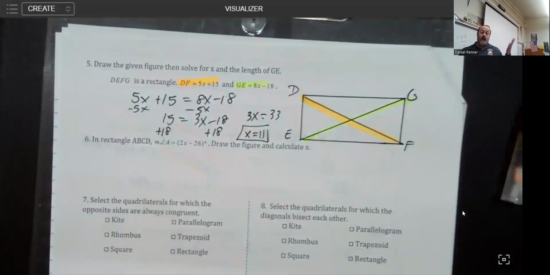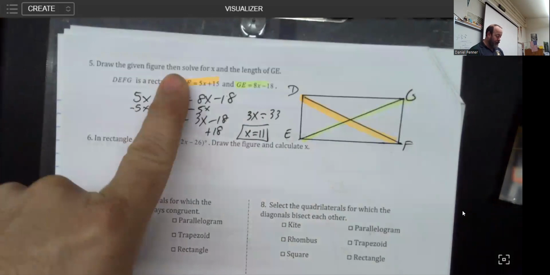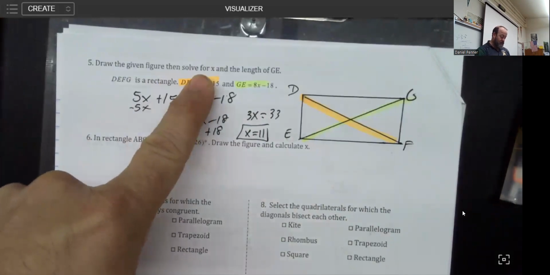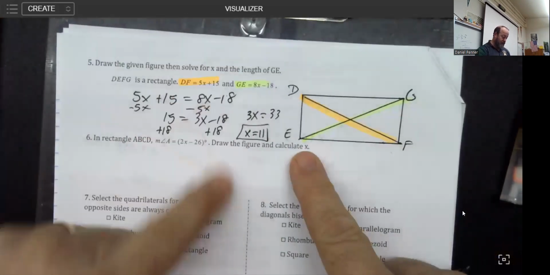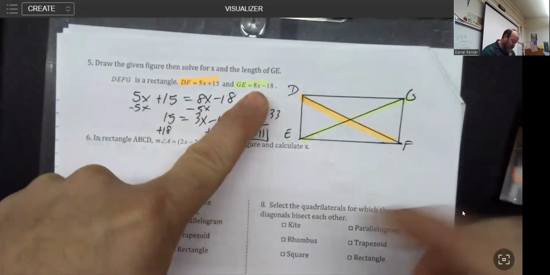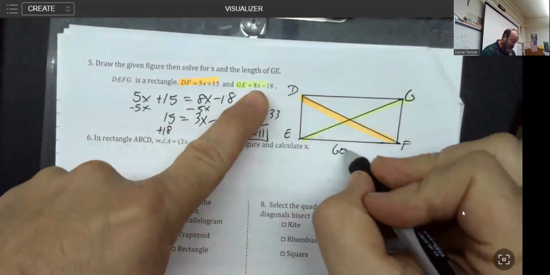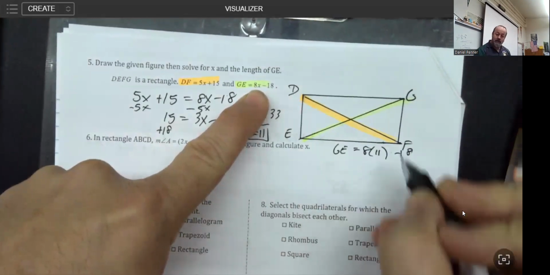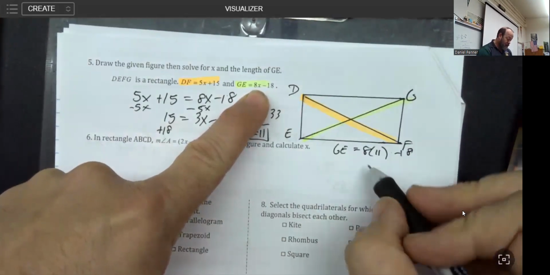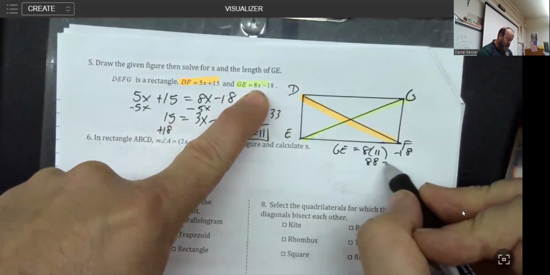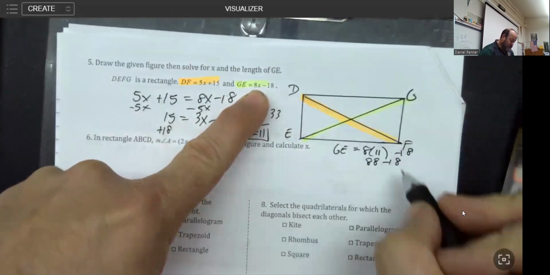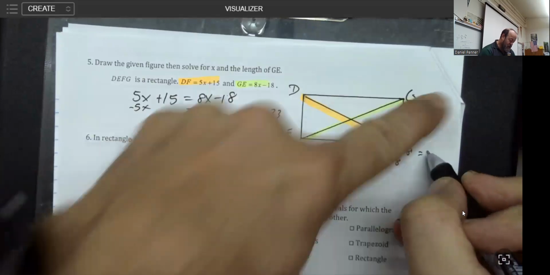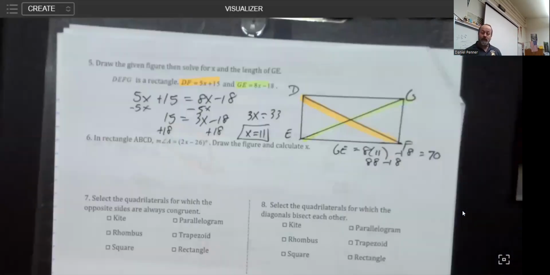Awesome. So we're done, right? But let's double check. It says draw the given figure, solve for x, and then the length of GE. So I'm supposed to plug it back in. So GE, remember, was 8x minus 18, but we found out that x was 11. So that would be 88 minus 18, which is, I guess, 70. So the measure of segment GE would be 70 units.